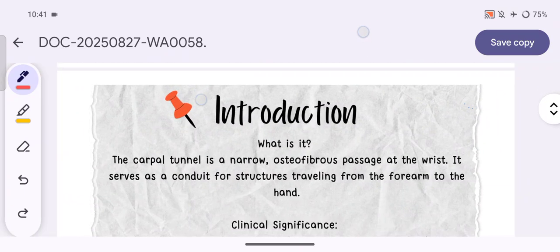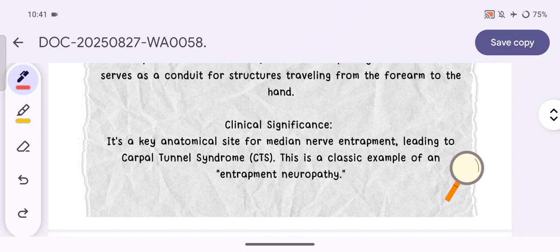Okay. Now, the clinical significance of carpal tunnel. It is a key anatomical site for the median nerve entrapment leading to carpal tunnel syndrome. This is a classic example of an entrapment neuropathy. So if you are asked to give an example of entrapment neuropathy, you can say that this is carpal tunnel syndrome.